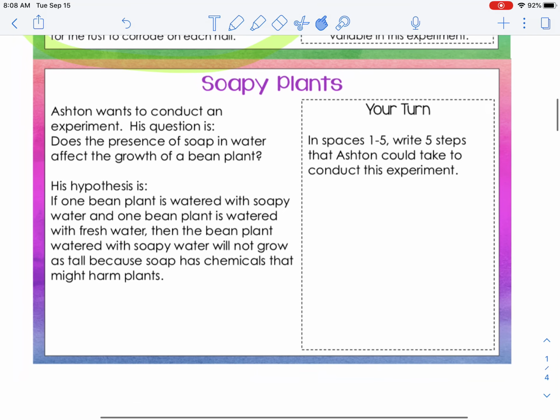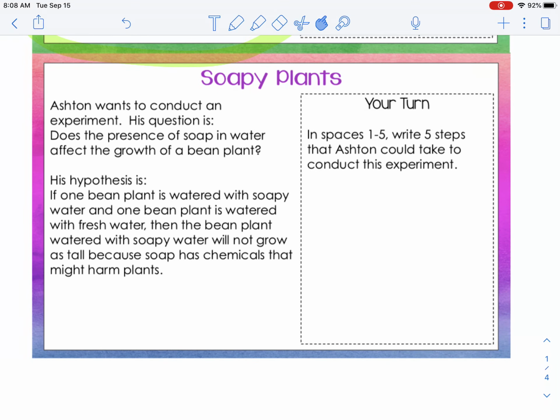Okay, this one is about soapy plants. This one we need to write our own experiment. So Ashton wants to conduct an experiment. His question is, does the presence of soap in water affect the growth of a bean plant? His hypothesis is, if one bean plant is watered with soapy water and one bean plant is watered with fresh water, then the bean plant watered with soapy water will not grow as tall, because soap has chemicals that might harm the plant. All right, so let's design an experiment. That's our task.